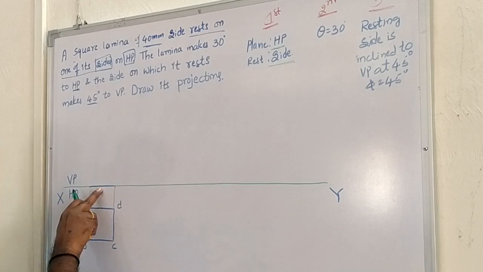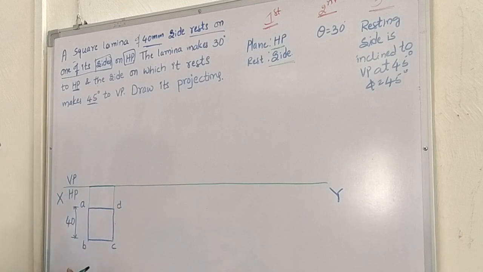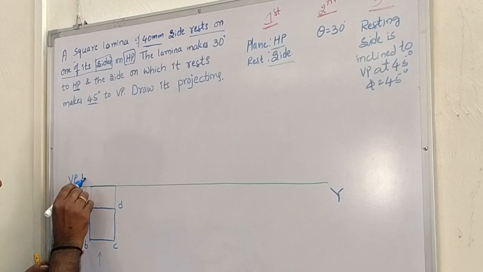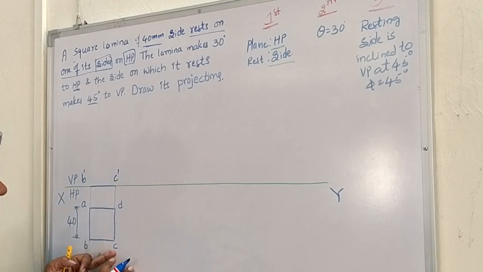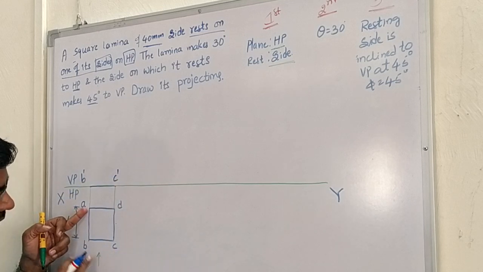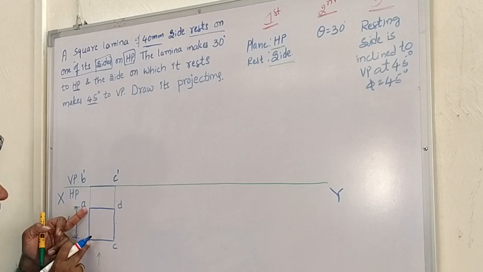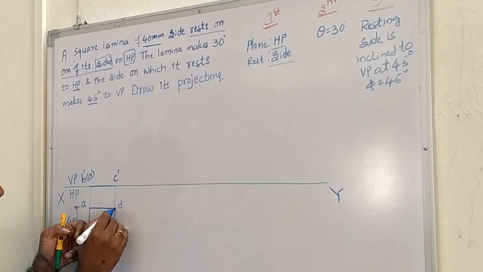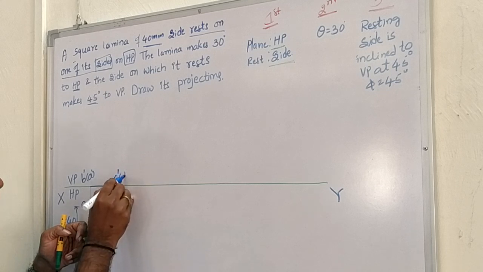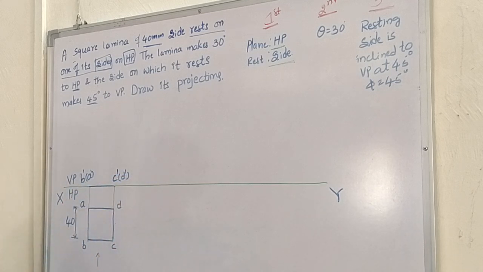This is the required front view. Give names. Where is the observer? Here is the observer. What points are visible by observing from here? B is visible, write it b dash. C is visible, write it c dash. What about A? By observing here, a coincides with b, hence it is not visible. Write it within brackets, a dash. D coincides with c, so d is not visible. Write it as d dash. This is the first position.